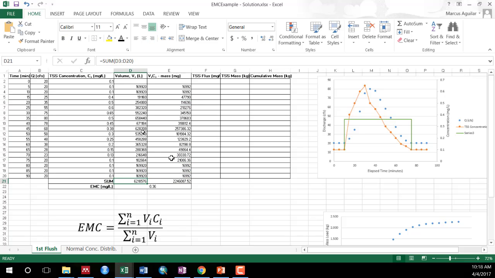And then I've got at the bottom sums, okay? So I've got a total volume that has passed across that cross-section based on the volume calculation. So that's just the sum of the volume column. And then this is just the sum of that mass column.